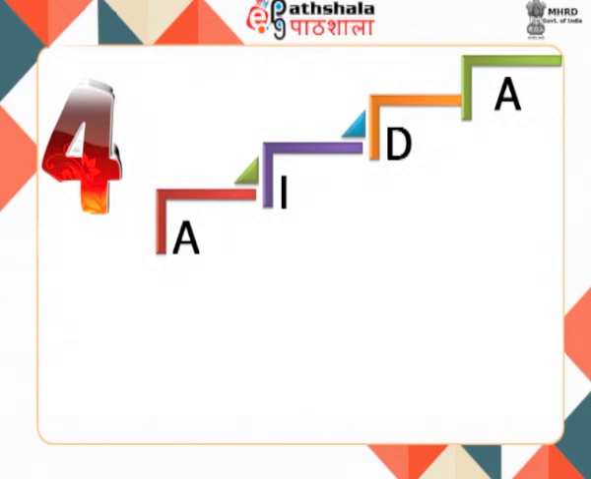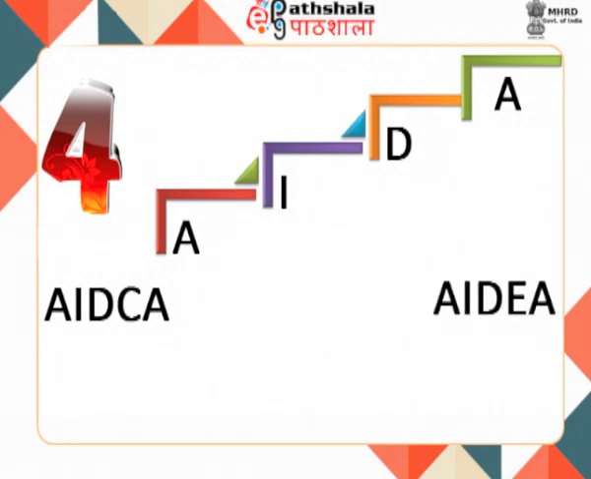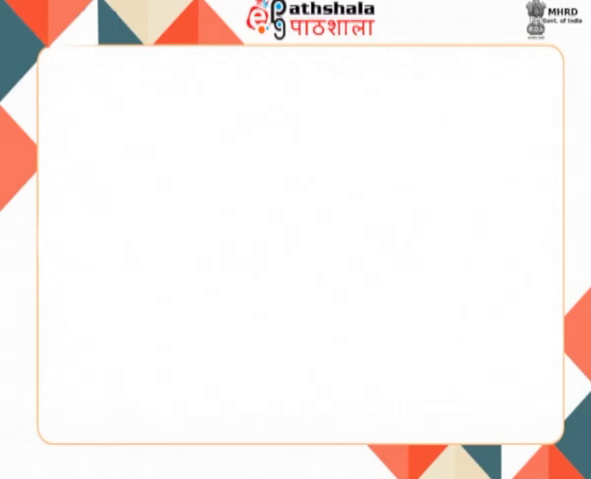A slightly more sophisticated version of this is AIDCA or AIDEA, which includes an additional step of conviction or evidence between desire and action. Use the AIDA approach when you write a piece of text that has the ultimate objective of getting others to take an action. The elements of the acronym are: first, attention or attract.